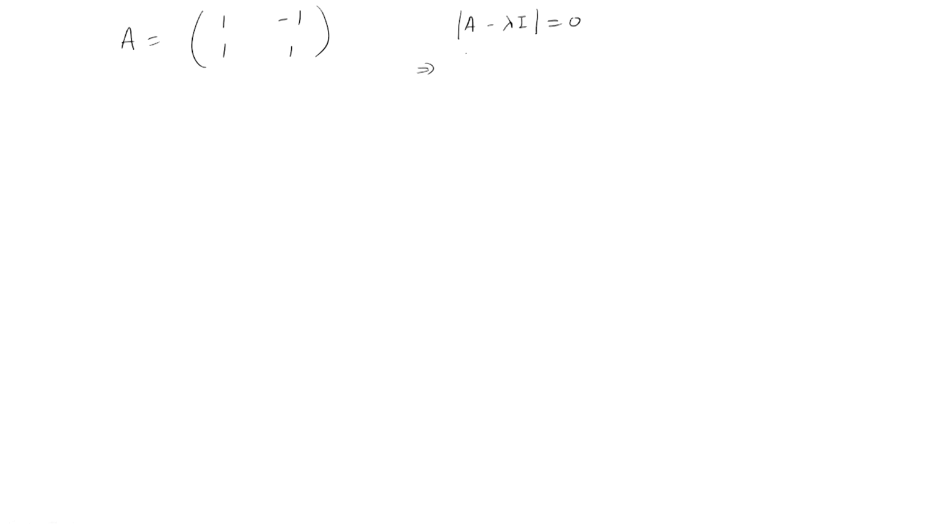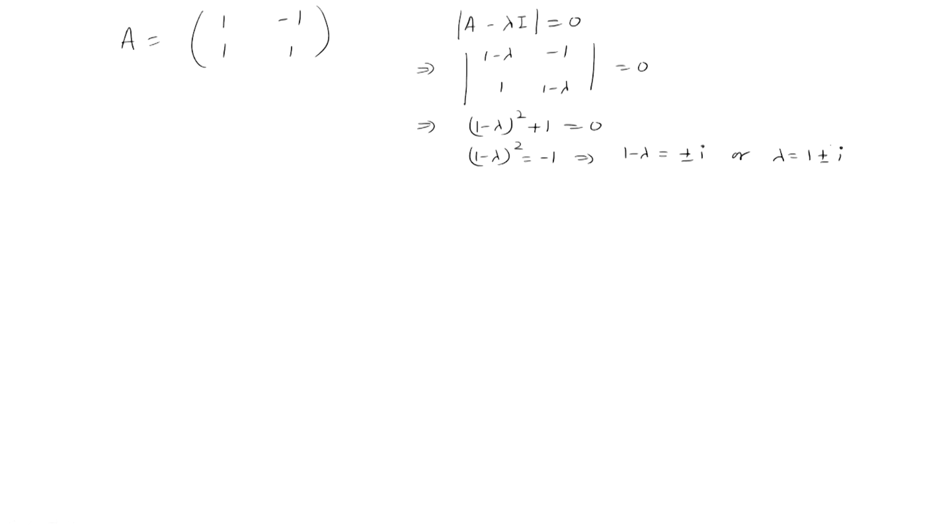So, this is nothing but the determinant of 1 minus lambda, minus 1, 1, 1 minus lambda equal to 0, and this implies 1 minus lambda whole square plus 1 should be 0, or 1 minus lambda square is equal to minus 1, that implies 1 minus lambda is equal to plus minus iota, or lambda equal to 1 plus minus iota. So, the two roots or two eigenvalues of this equation are 1 plus iota and 1 minus iota. So, these are the eigenvalues. So, let us find the corresponding eigenvectors.